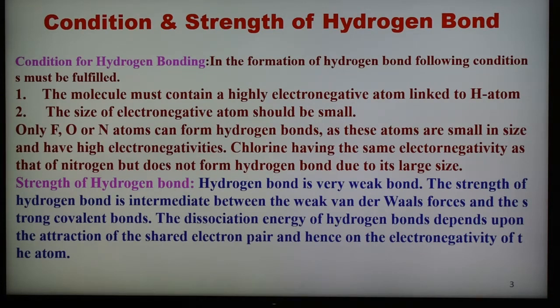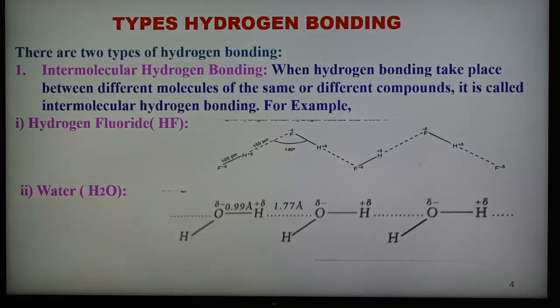The bond energies in case of these elements are shown here. The bond dissociation energy for the H-F bond is 41.8 kilojoules per mole. For the hydrogen-oxygen bond, the dissociation energy is 29 kilojoules per mole, and for the nitrogen-hydrogen bond, the dissociation energy is 12.6 kilojoules per mole. So different strengths are there, and it is intermediate between van der Waals and covalent bonds. Now after this, there are two important types of hydrogen bonding, and these two important hydrogen bondings have been shown here.